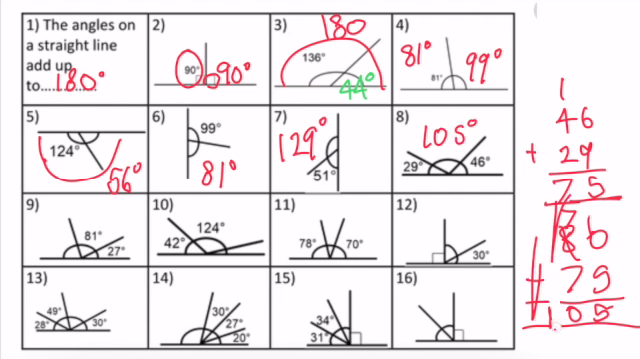Okay, so for number 10, 42 add 124. 4 add 2 is 6. 4 add 2 is 6. So these two angles are 166. So we're going to now do 180.